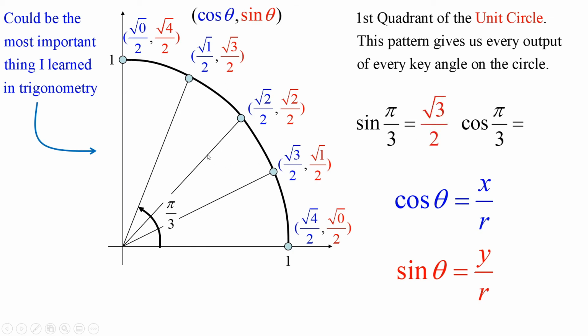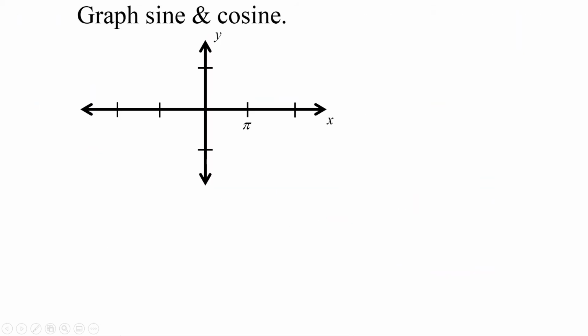Cosine of pi over 3 is, do you see the 1 over 2? Which I'm going to write here as 1/2. There you go. That's how we use this. Really powerful. Okay. Let's graph sine and cosine without our fancy graphing calculator.